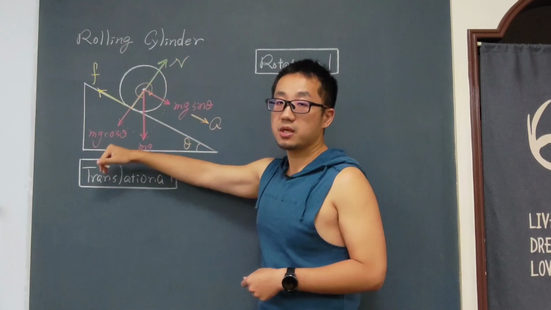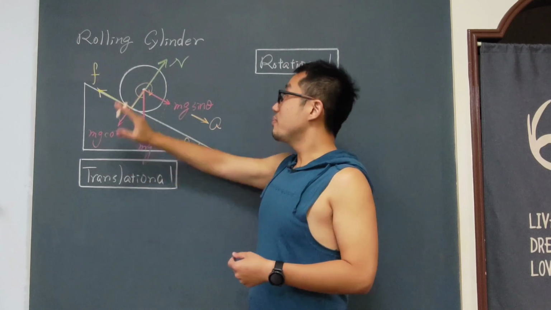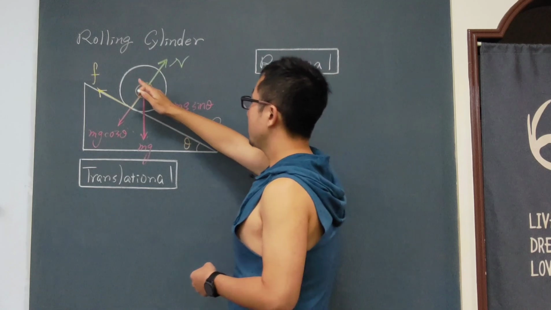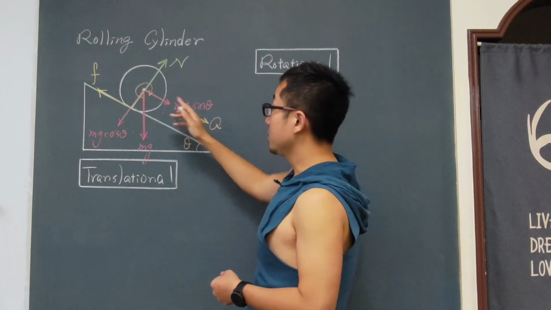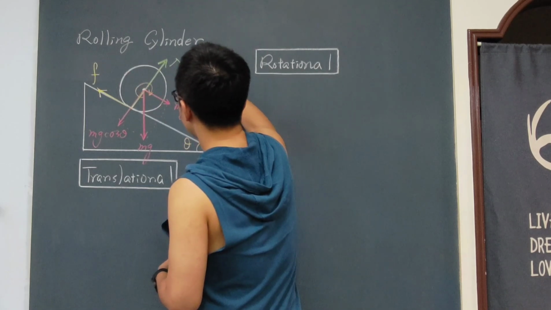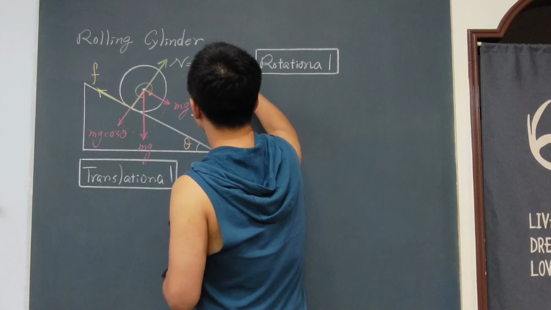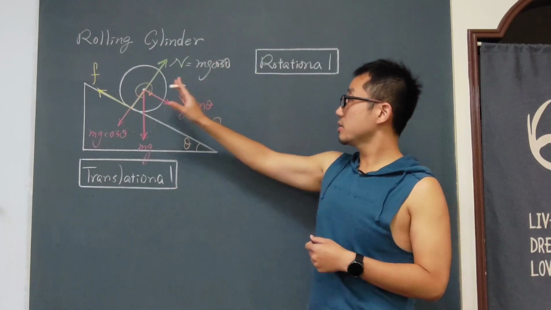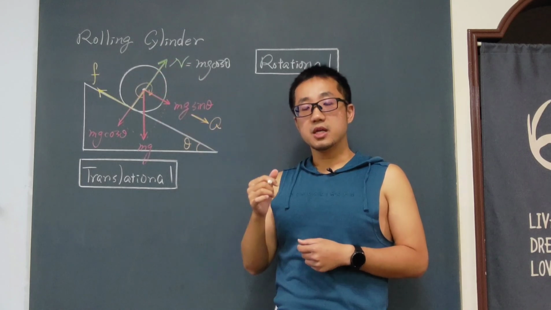And due to the mg cosine of theta, there's a force pushing back, and that is the normal force. Because you're accelerating along this plane, the normal force should be equal and opposite to mg cosine of theta. That's no problem. And what is more, your cylinder is now rotating.